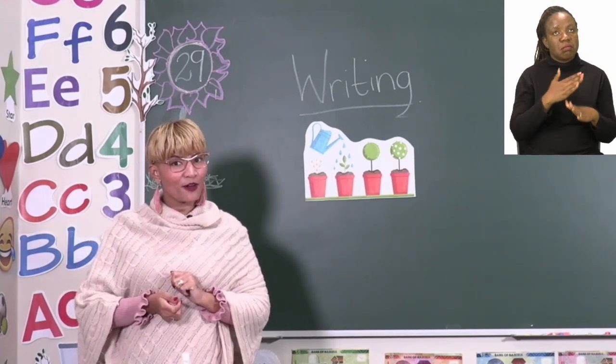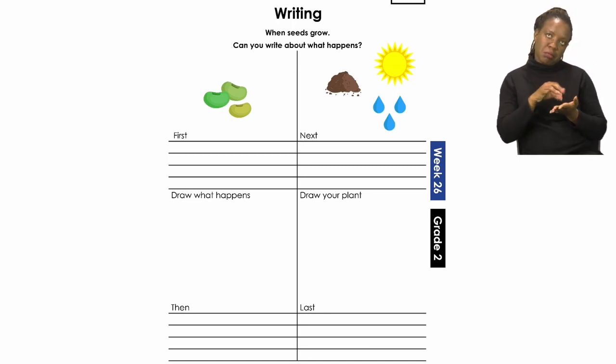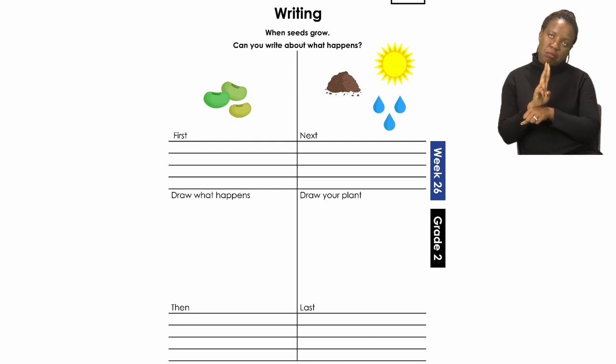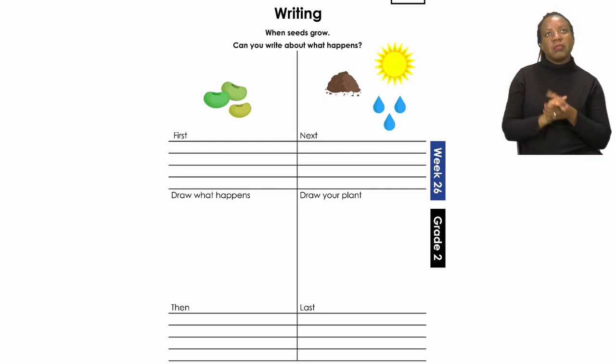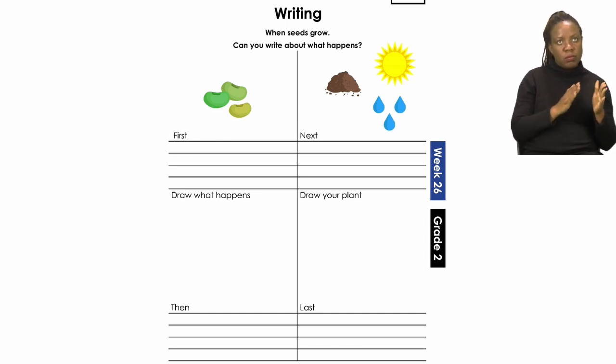Now let's quickly go back to page 29. Remember, your first picture is your seeds. Then you have your sand, the sun, and your water that you need for growing seeds. In the next part it says, draw what happens. Okay, so now you can draw a plant that is growing perhaps.